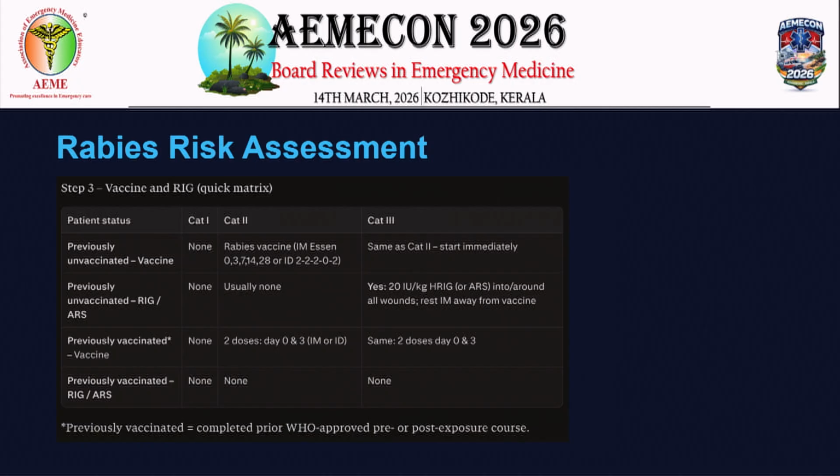Then this is for whom to give what. If it is a previously unvaccinated patient, category 1, no treatment is required. Category 2, you can do either IM prophylaxis or ID prophylaxis. And category 3, you have to start the vaccine immediately. For previously unvaccinated patients, the immunoglobulin needs to be given only in category 3. For previously vaccinated patients, you can give up to 2 doses of re-prophylaxis in the case of category 2 and category 3. And patients who are previously vaccinated generally don't require immunoglobulin.